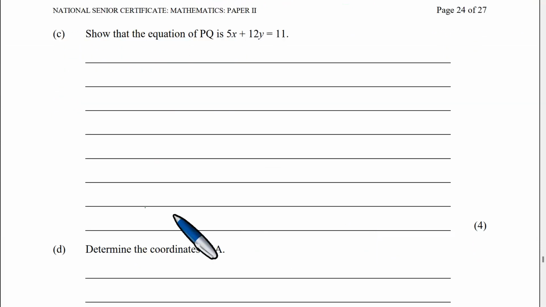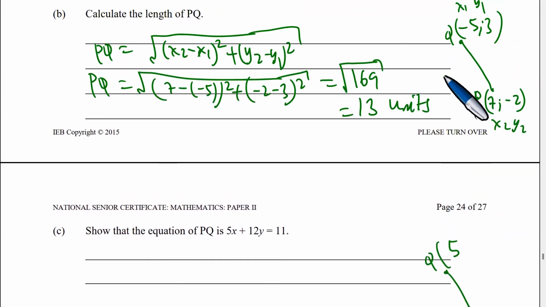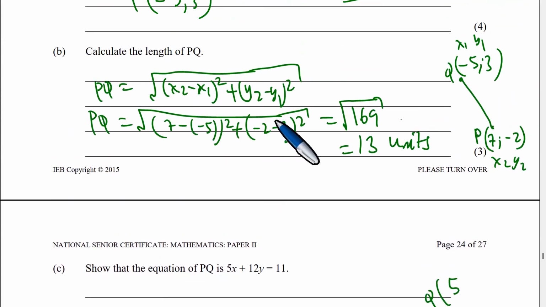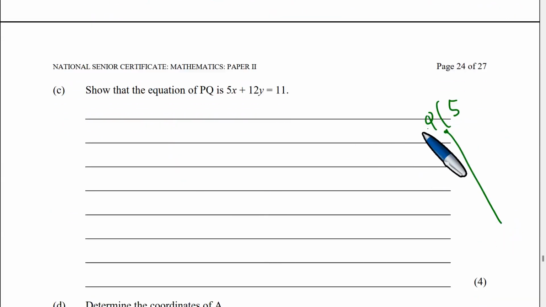Next question. Show that the equation of PQ is 5x plus 12y equals 11. Right, so we can easily do that one. The coordinates of the point Q are -5 and +3. The coordinates of P are 7 together with minus 2.